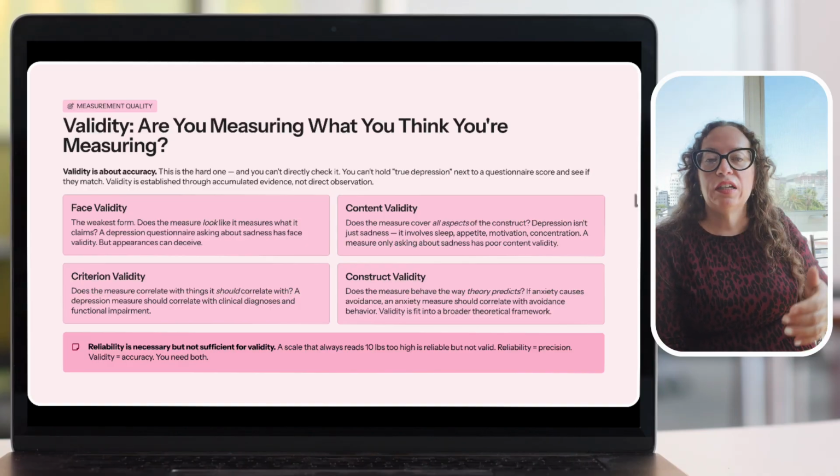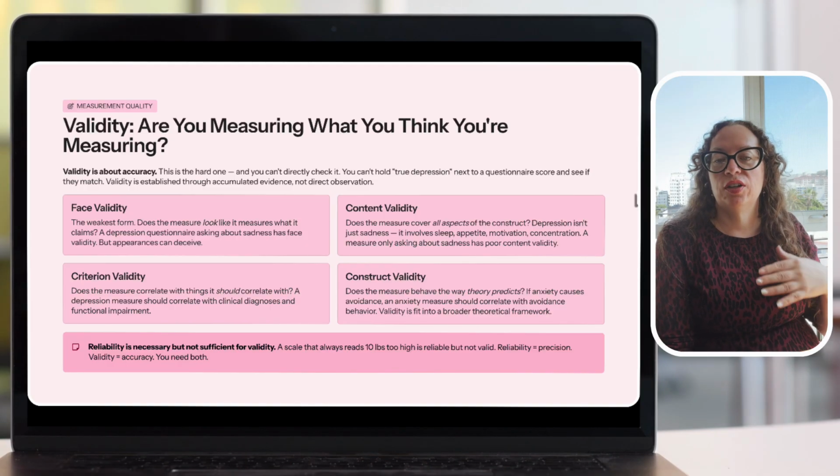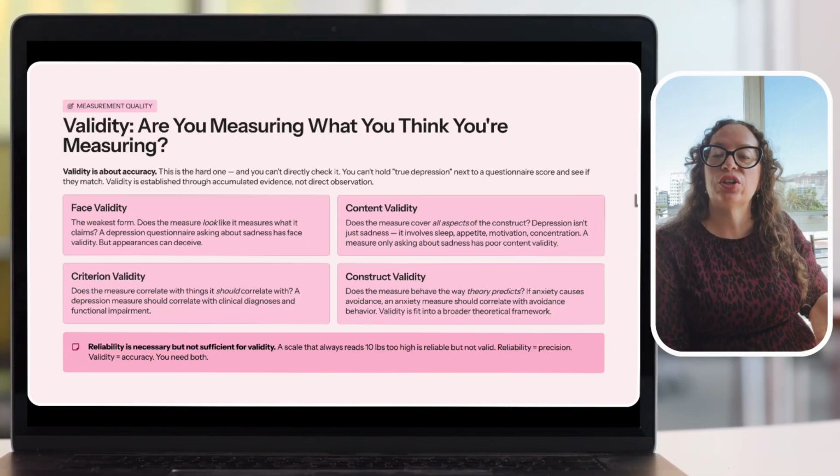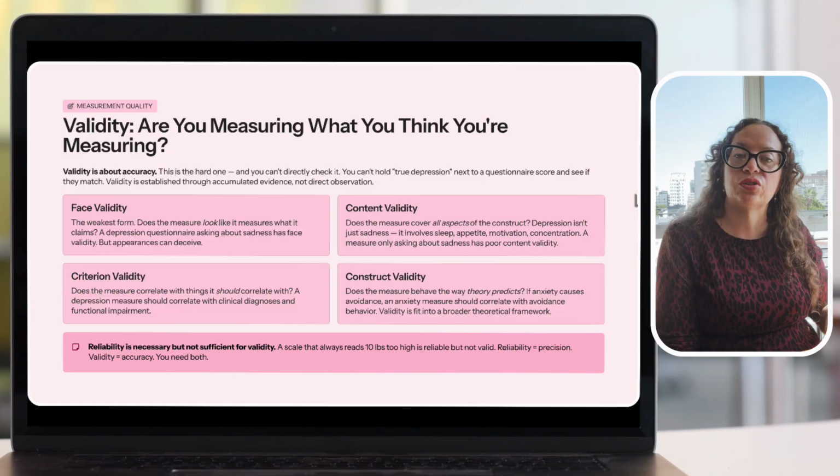Validity is about accuracy. Does the measure actually measure what it claims to measure? This is the hard one. This is the question that haunts psychological measurement and research.